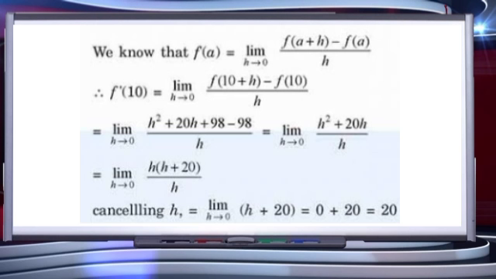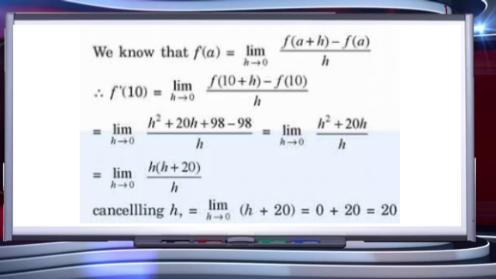Next is to substitute the values. So that is limit h tends to 0, h square plus 20h plus 98 minus 98 over h. That reduces to limit h tends to 0, h square plus 20h by h. h is common in the numerator, so we will take it out. Cancel both the h from numerator and denominator. So we will be left with limit h tends to 0 of h plus 20. That is equal to 0 plus 20. Hence our final answer is 20. Hence the derivative of f x at x equal to 10 is 20. I hope you have understood this first principle.